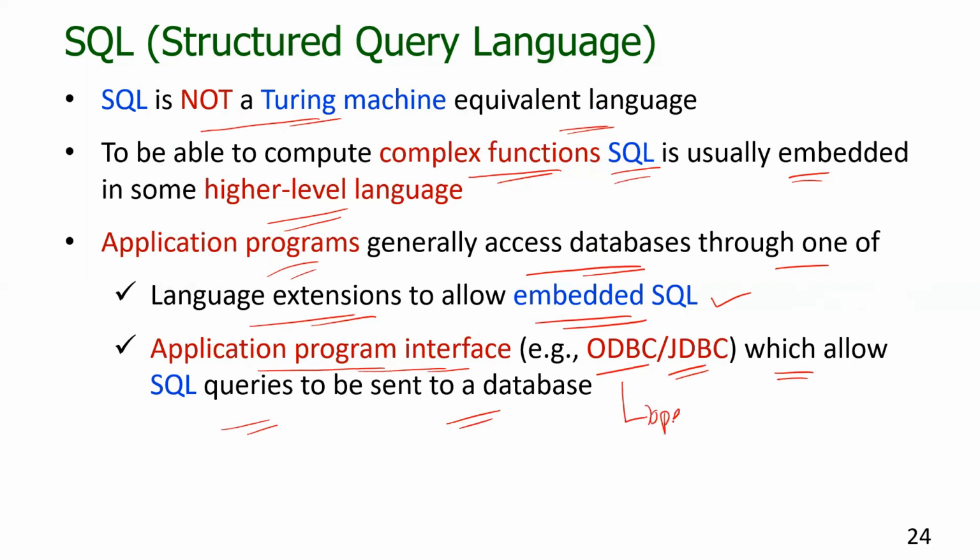ODBC is Open Database Connectivity, used if you want to embed SQL into some other programming languages, whereas JDBC stands for Java Database Connectivity. Suppose you are using a database in the Java programming language, this connection interface, JDBC, will be used. These are actually drivers to connect the database to the front end. Front end means the languages.